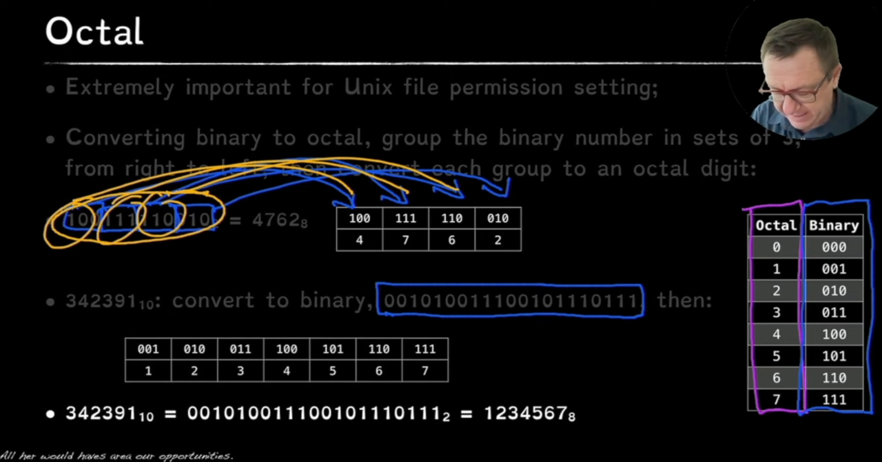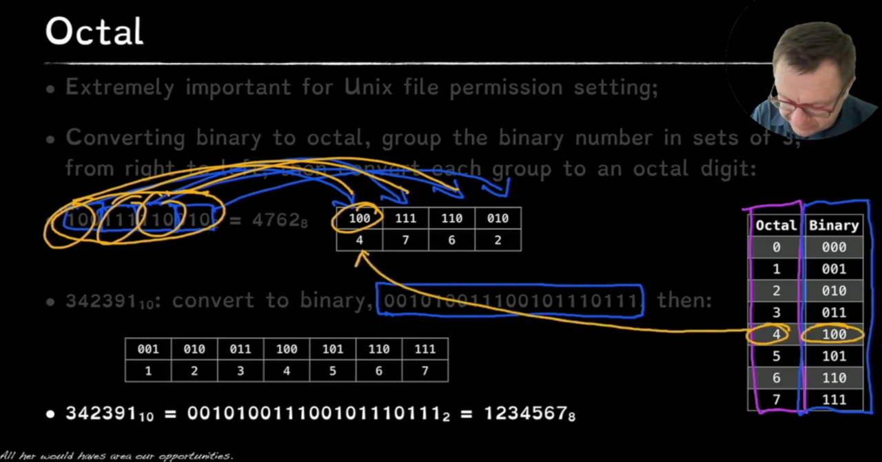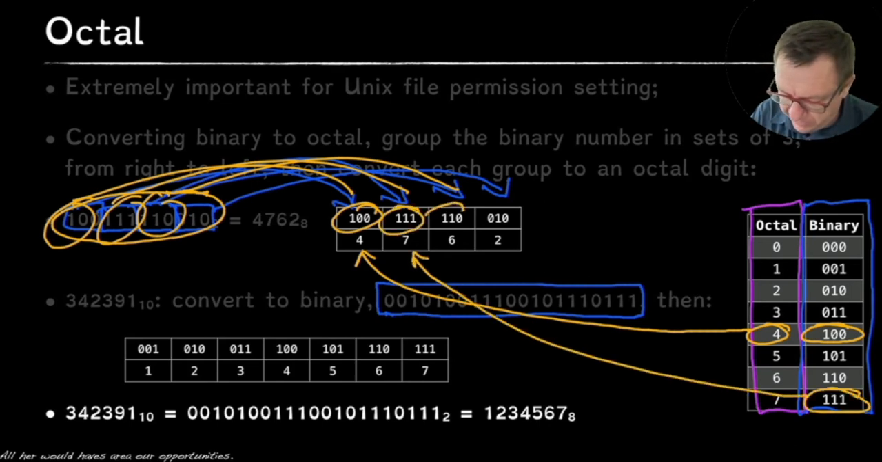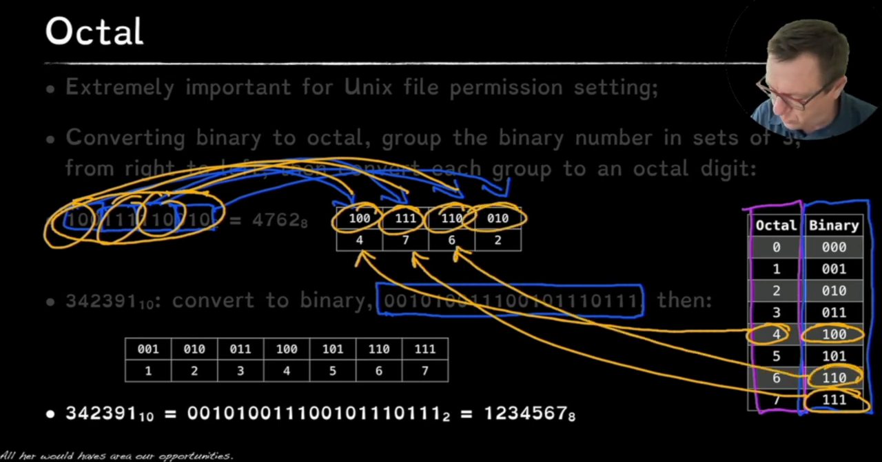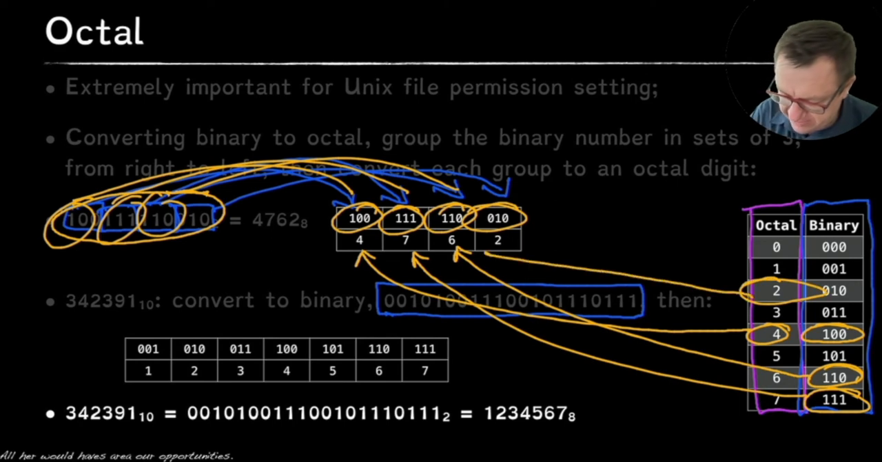Okay, and 1 0 1 0 0, we come down here from our chart, and in octal that is 4. 1 1 1 is 7. 1 1 0 was our 6, which comes up here. 0 1 0 is our 2, and that goes up there. So that was how we did that conversion.